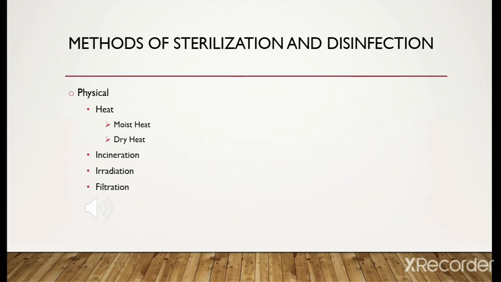Advantages of steam sterilization, autoclave. It acts by coagulation, liberation of latent heat. It is non-toxic. It is inexpensive. On the other hand, the disadvantage of autoclave is that it is not used for heat-sensitive items. It is not used for powder, mineral oil, and waxes.